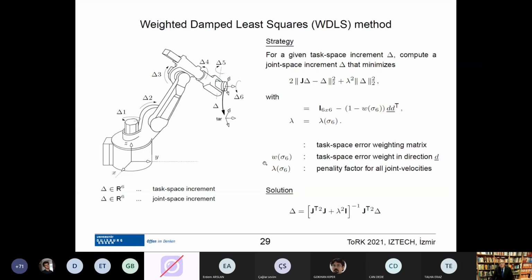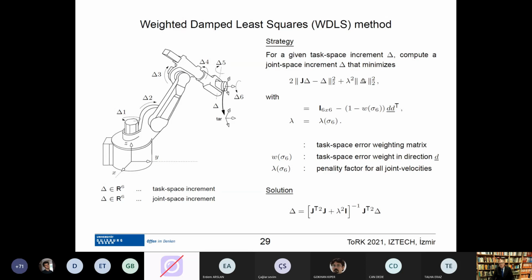For example, the damped least squares method, the weighted ones. More or less what one does is that one tries to track as close as possible the target. This delta here is kind of an error, and this should be q dot, and this should be the task velocity. So you try to be as close as possible to the task velocity, but you punish very high axis velocity.